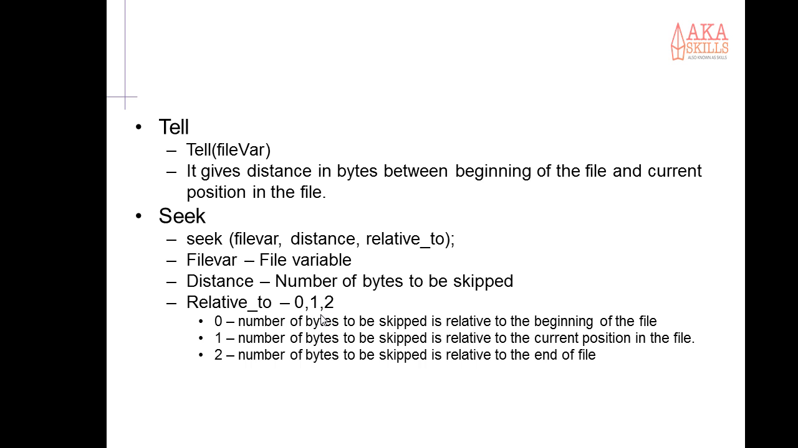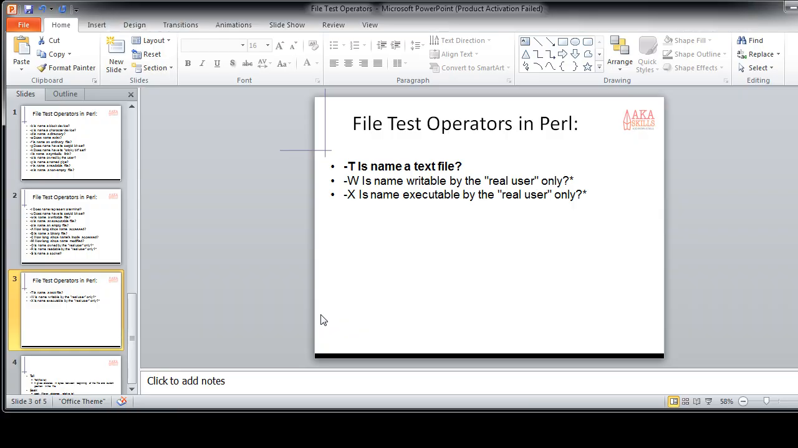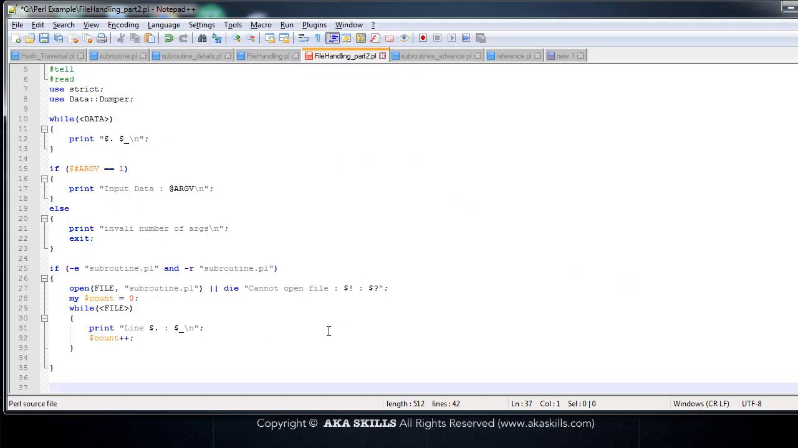So for example, if I want to skip, let's say, 20 bytes from the beginning of the file, my seek command would be seek, file variable, that is the file variable that I have used to open the file. As I have to skip 20 bytes, I'll say 20 comma 0. So let us first understand how this will actually work. I'll simply go ahead and execute this seek command.